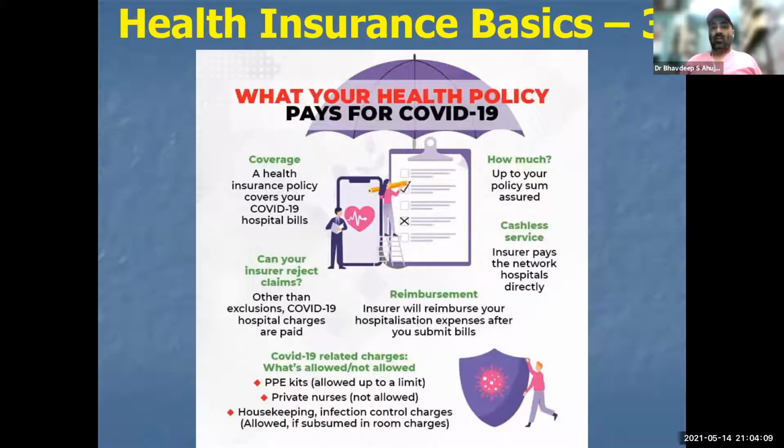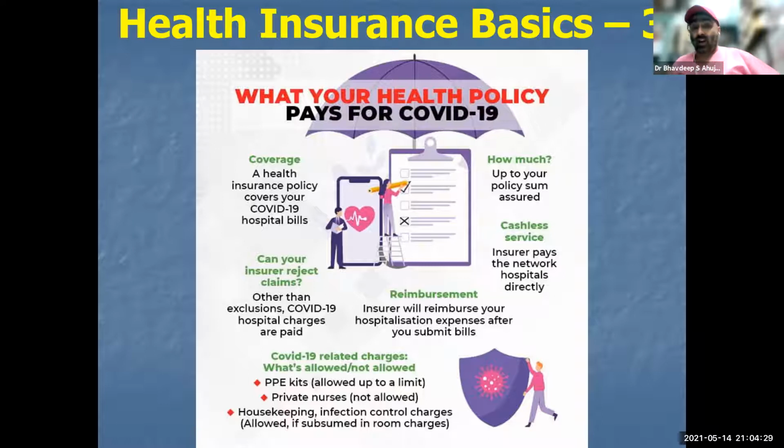So what does your health COVID policy coverage pay? Hospital bills are covered up to your sum insured. It can be a network hospital. If it is a network hospital, it can be cashless also. So the insurer will reimburse your charges, and they can obviously reject your claim for the factors I mentioned, the exclusion factors that are there.